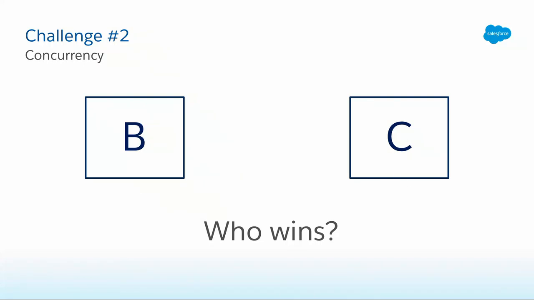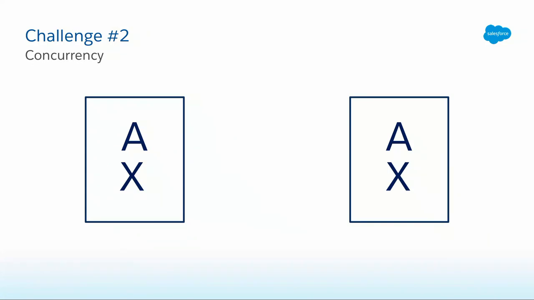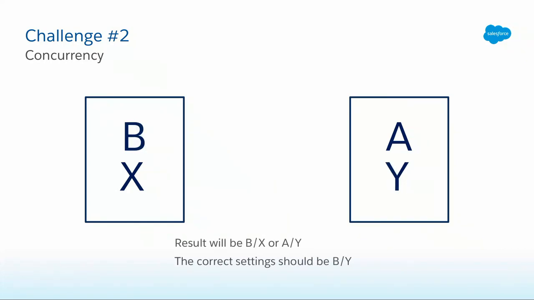Now let's take a look at another similar example. This is a configuration page which has two items of custom metadata, two pieces of data. They both have AX to start with. The first user changes A to B, and the second user changes X to Y. What is the setting that's going to end up? Well, it's either going to be BX or AY, but you really want BY, because the first user changed the first item, and the second user changed the second item. So this is a concurrency problem.